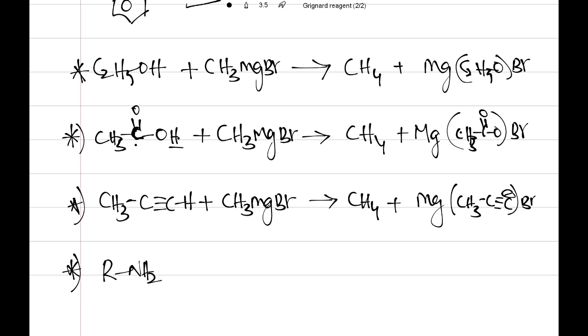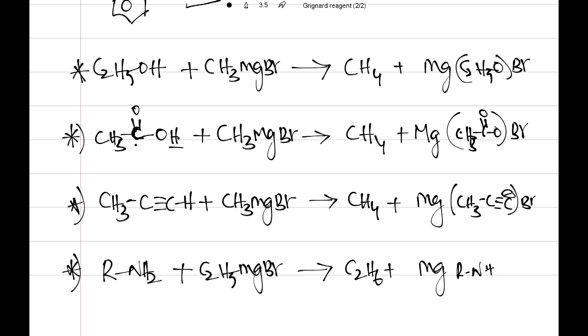Okay, amine is also having an acidic proton. This is when reacting with C2H5MgBr, I am taking ethyl magnesium bromide. So what is the product of the reaction? Here the product we can get is C2H6 along with the byproduct RNHMgBr. Okay, so these are some examples regarding the basic character of R minus in the Grignard reagent.